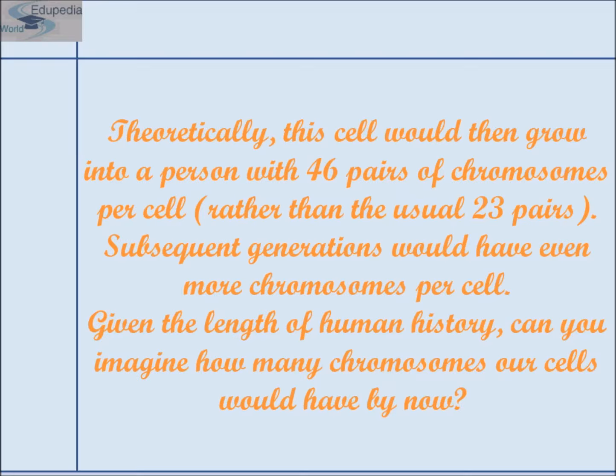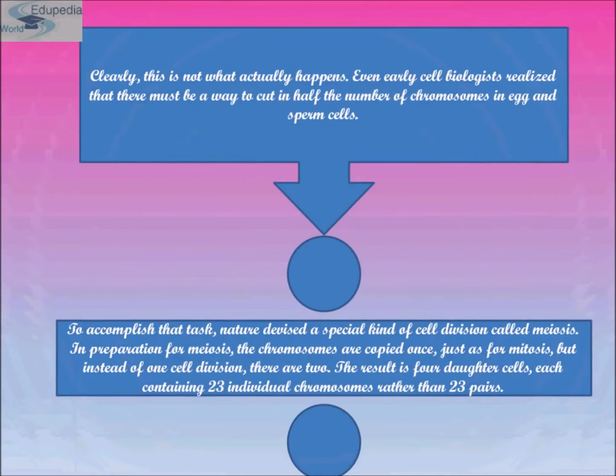Now tell me, students, given the length of human history, can you imagine how many chromosomes our cells would have by now? The answer is, clearly, this is not what actually happens. Even early cell biologists realized that there must be a way to cut in half the number of chromosomes in egg and sperm cells. And to accomplish that task, nature has devised a special kind of cell division, called meiosis.